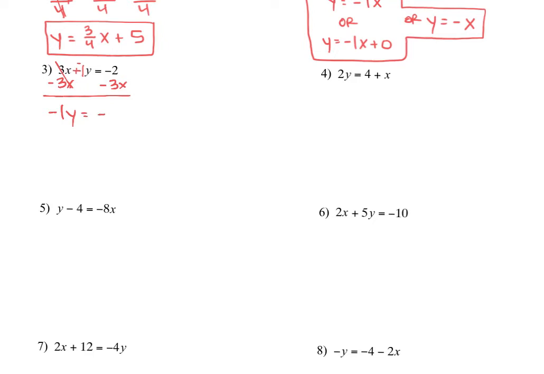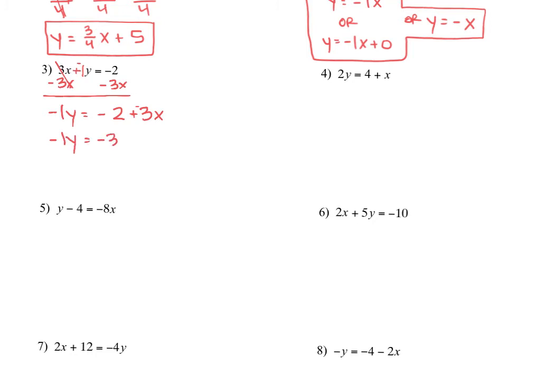And then I have negative 2 minus 3x. Again, I cannot combine those because they are not like terms. I'm going to go ahead and keep change, and I'm going to switch the order right now.